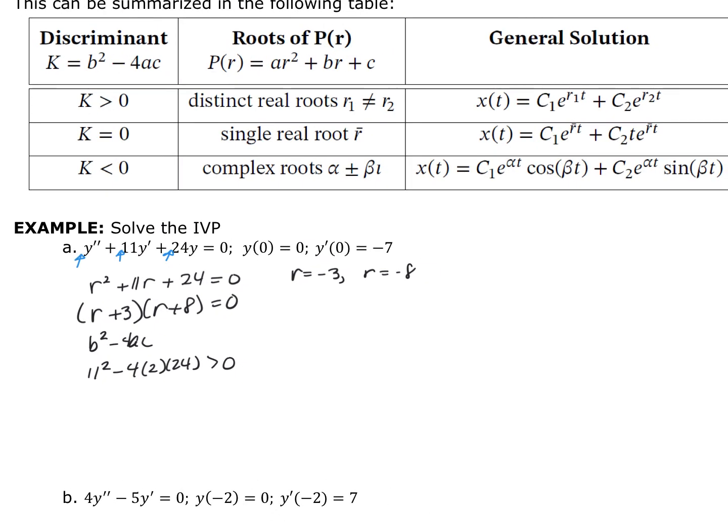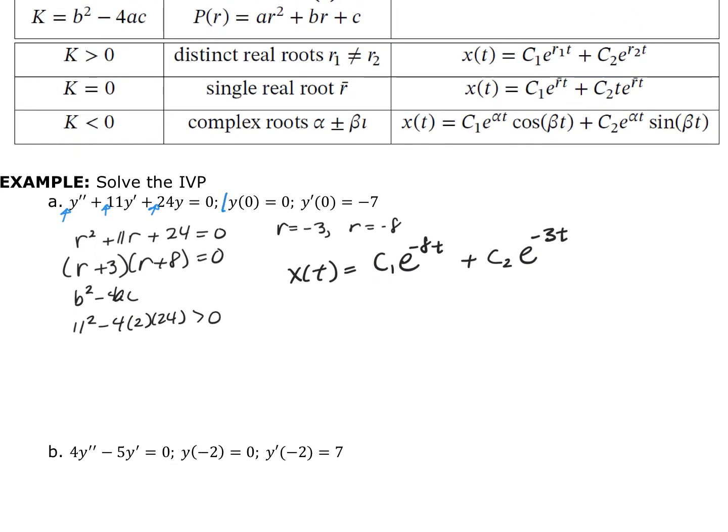I go up here and I say, oh look, my x sub t must be equal to c sub 1 e raised to the -8, I'm going to use -8 first because it's the smaller number for no other reason, plus c sub 2 e raised to the -3t. Now I'm going to use my initial conditions to see if I can figure out what my c sub 1 is and my c sub 2 is. Using my first initial condition, I have 0 is equal to c sub 1 e to the 0 plus c sub 2 e to the 0. So I have 0 is equal to c sub 1 plus c sub 2. This tells me that c sub 1 is equal to -c sub 2.